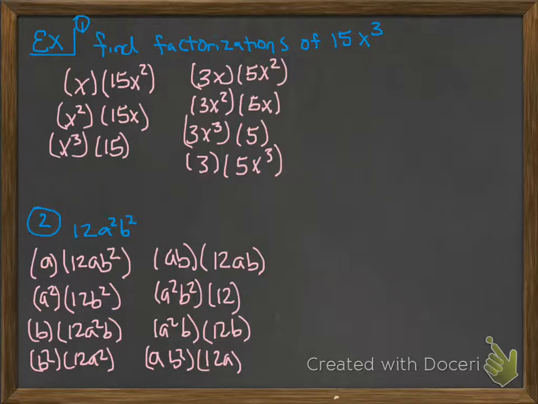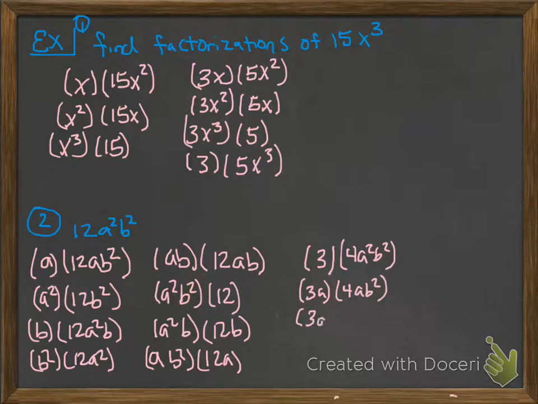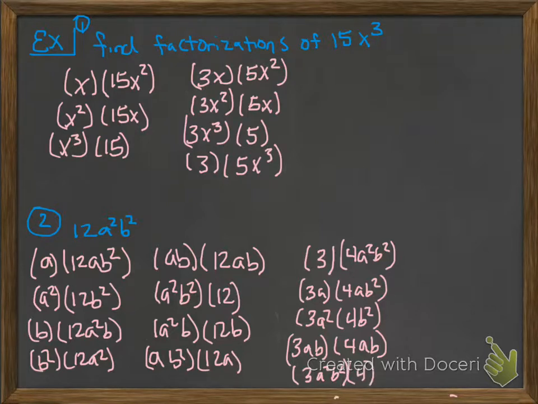And then I can start breaking up the 12, so I could have 3 times 4a squared b squared. I could have 3a times 4ab squared. 3a squared times 4b squared. 3ab times 4ab. 3a squared b squared times 4. Trying to think of ones I haven't come across yet. 3b times 4a squared b. 3b squared times 4a squared.